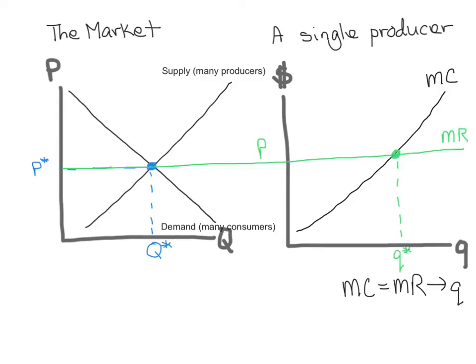Let's see how our single coffee producer is doing profit-wise given the current market price. So to determine whether our producer is making a positive or a negative profit, we need to incorporate our average total cost curve like we did earlier. So let's say it looks something like this. There's our average total cost curve. Okay, so at a production level of q star, the average cost per pound of coffee is right here.